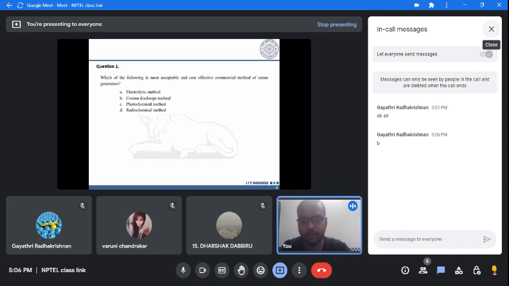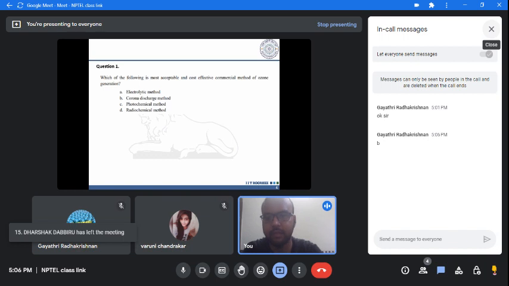I'll repeat the question again. Which of the following is the most acceptable and cost effective commercial method of ozone generation? Here you need to tell which method is used as the most commercial, acceptable, and cost effective method for ozone generation. So you can answer whether it is A. Electrolytic method, B. Corona discharge method, C. Photochemical method, or D. Radiochemical method.